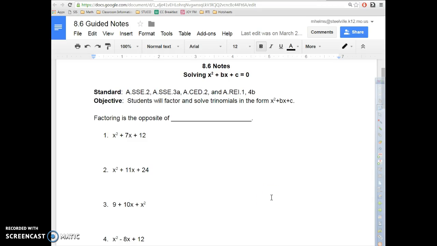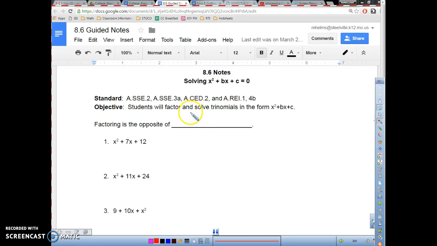This is Algebra 1, 8.6 notes. We'll be learning how to factor a trinomial in the form of x squared plus bx plus c. So this is your current quadratic form, and we're going to learn how to factor it into two linear forms, or try to get at least two linear forms. Factoring is the opposite of foiling. So we can fill in that blank there: factoring is the opposite of foiling.